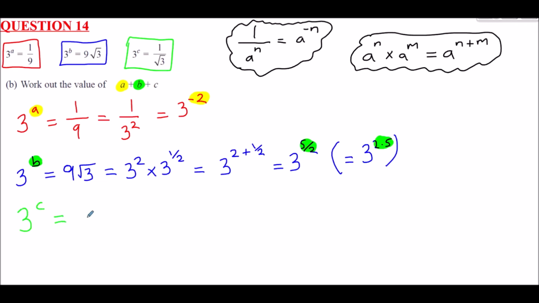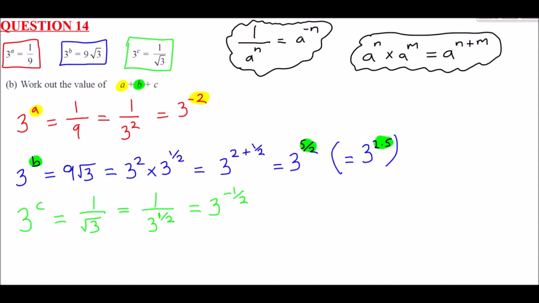So 3 to the c equals 1 over the square root of 3. Now, as I said earlier, the square root of a number is the same as that number being raised to the power of a half. We can then use this relation here: 1 over something to a power is the same as that something to that power made minus. So 1 over 3 to the half is the same as 3 to the power of minus 1/2.